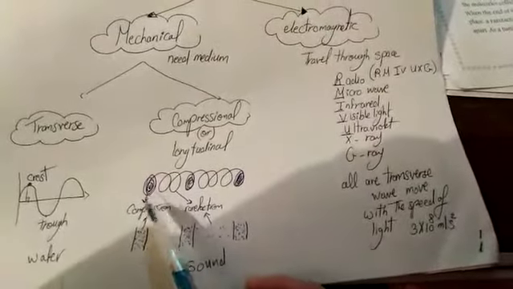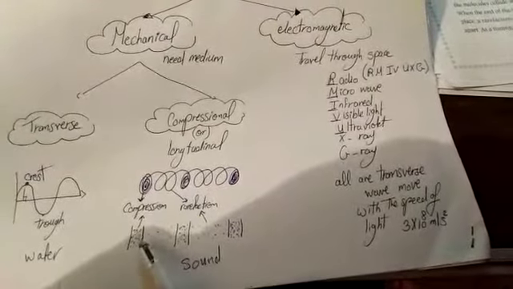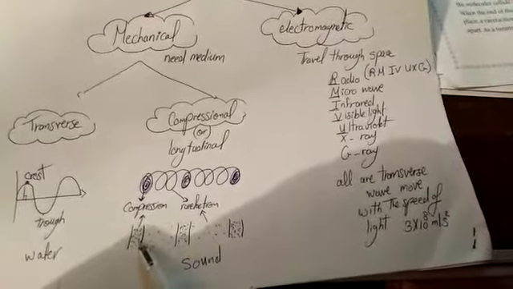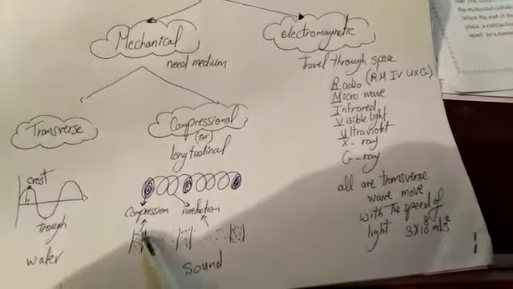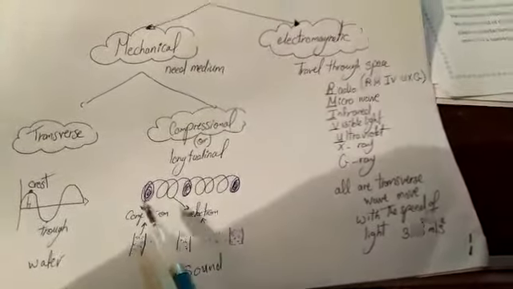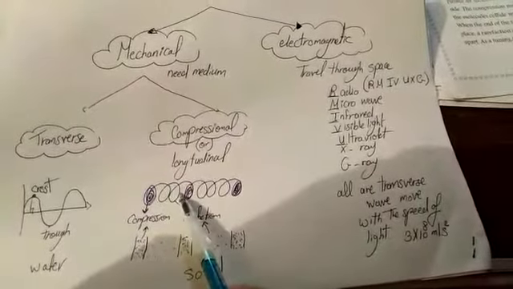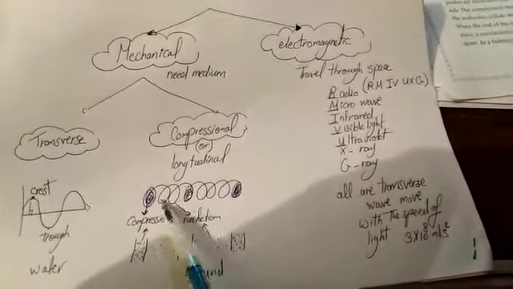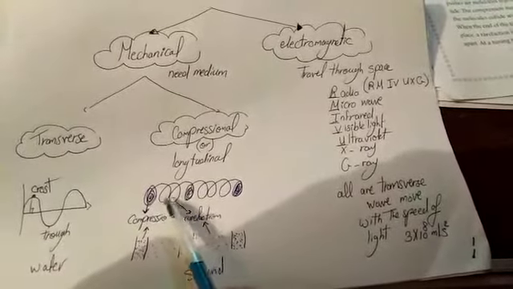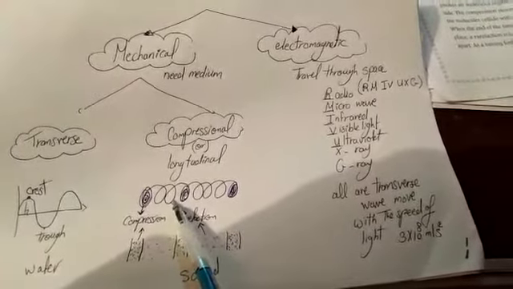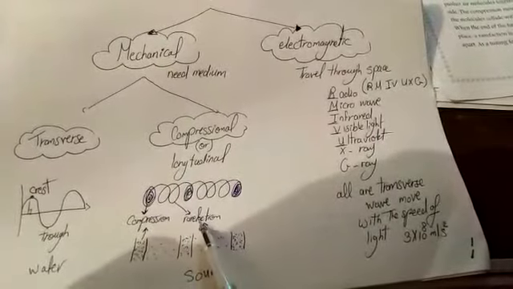What's meant by compression? It's where the medium particles have high density. All the medium particles here come closer together, so it represents the compression. While this part represents the rarefaction. It's the lowest density for the medium particles. They get farther apart from each other, so it represents the rarefaction.